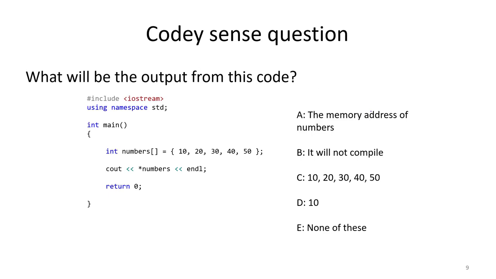Let's first start with a CodeSense question. Take a look at this code here. We're asked what will be the output from this code. So if we look at this code, what we're doing is we are declaring an array named numbers. This is a little bit of a non-standard way of declaring an array, but it does work, where you can take an array and declare it with the curly braces. Here we are initializing this numbers array to contain 5 values.